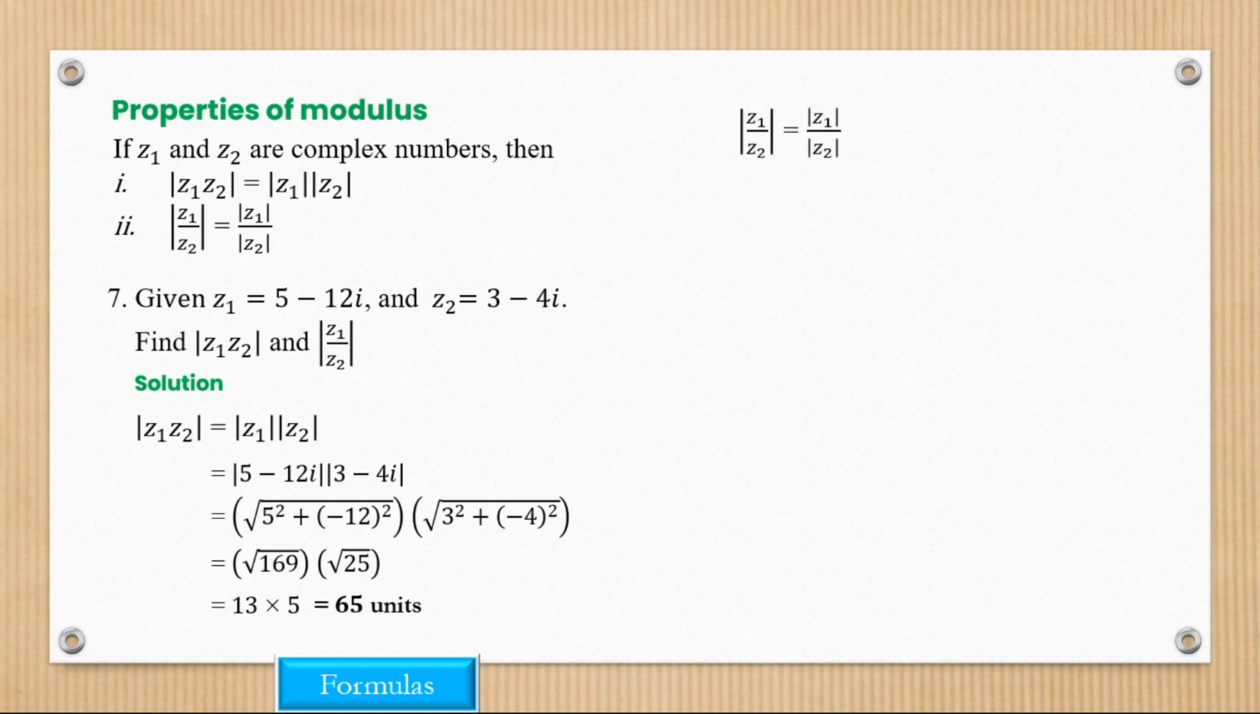And then how about for the part of division? So this is exactly the same as that. So when we put those in, and then when we find the individual modulus of each one, we can see that we have that. So we end up with root 169 over root 25, of which root 169 is equal to 13, and then root 25 is equal to 5. So we end up with 13 over 5 units, and hence that saves us a lot of time.